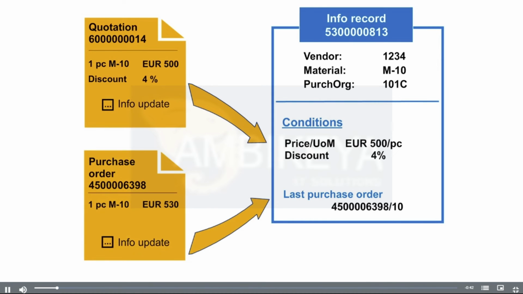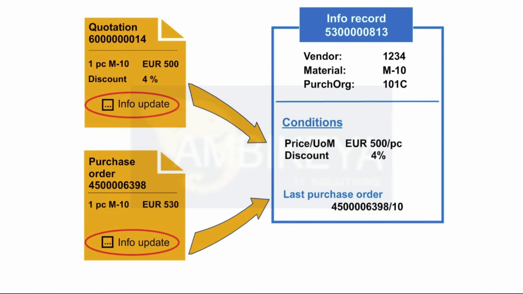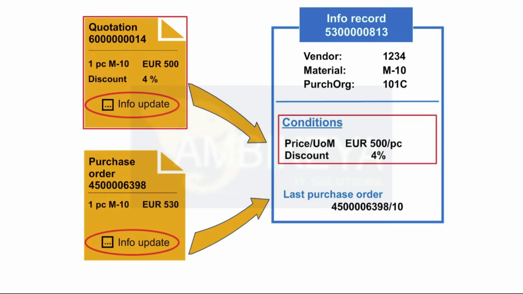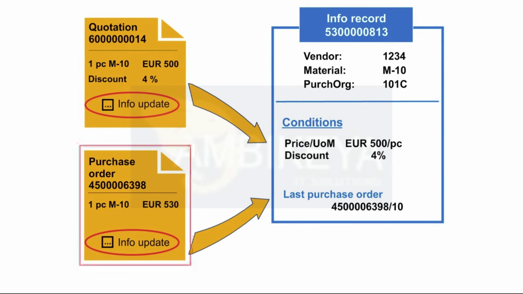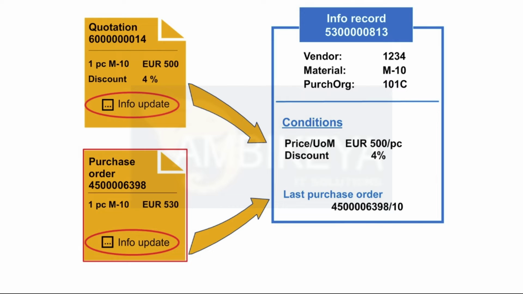The type of purchasing document determines which updates are triggered by the info update indicator. From a quotation, conditions, and the document and item number are transferred to the info record. From a purchase order, a contract release order, or a scheduling agreement, the document and item number is updated as the last document. For the contract, it is important to know whether an info record already exists for the vendor material combination.